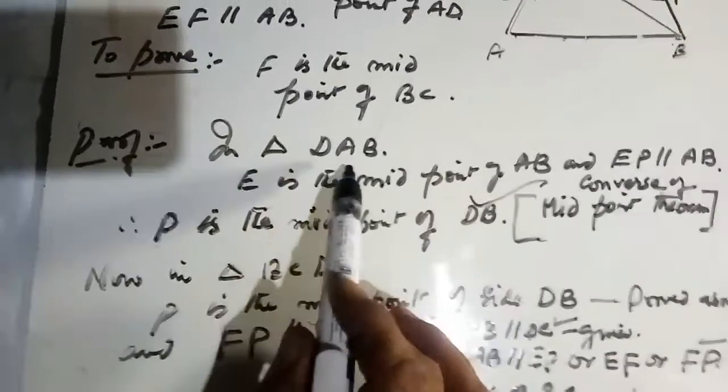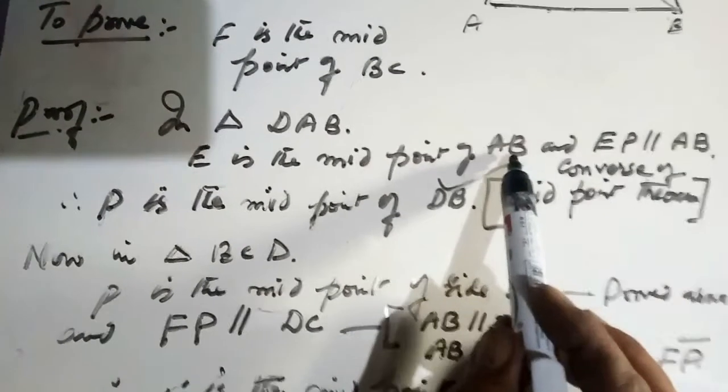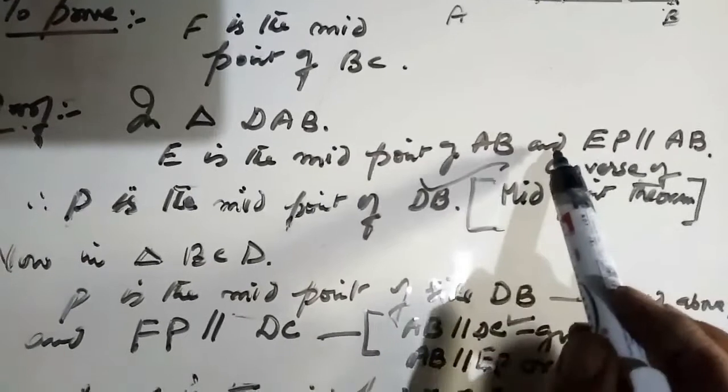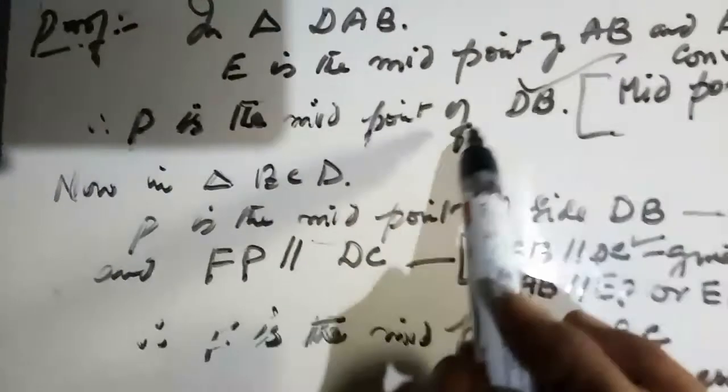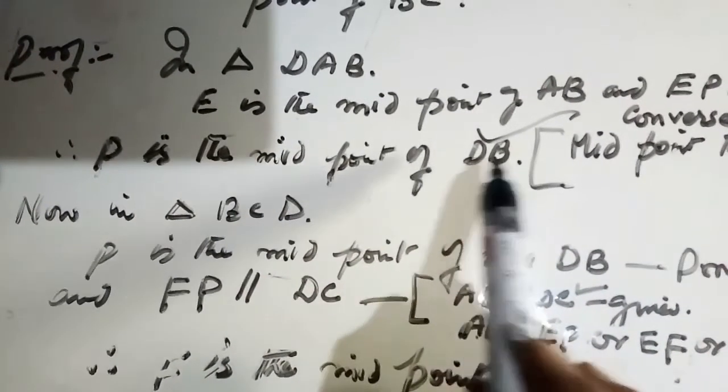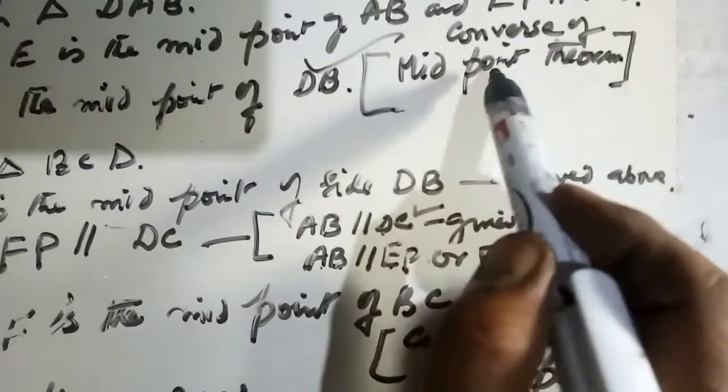So in this triangle, E is the midpoint of AD, as I told you, and EP is parallel to AB, so P is the midpoint of DB. So this is the converse of the midpoint theorem. Now let us take triangle BCD.